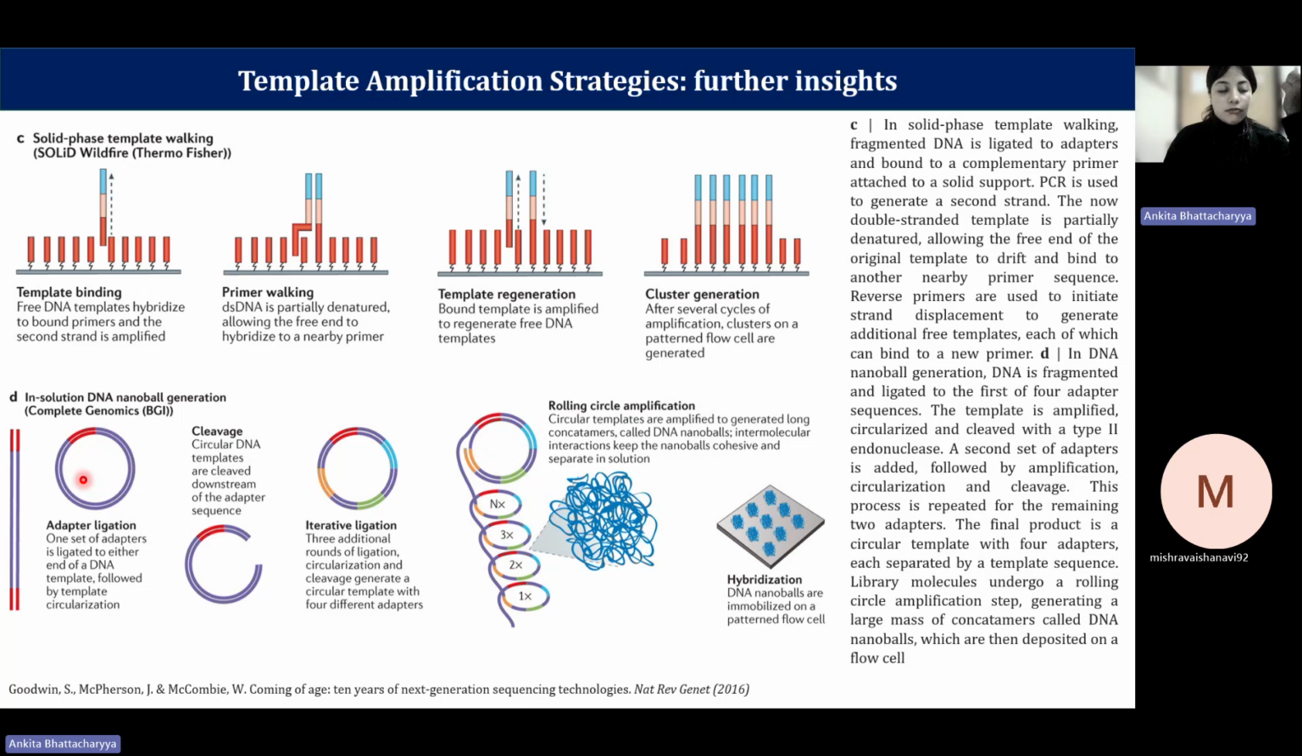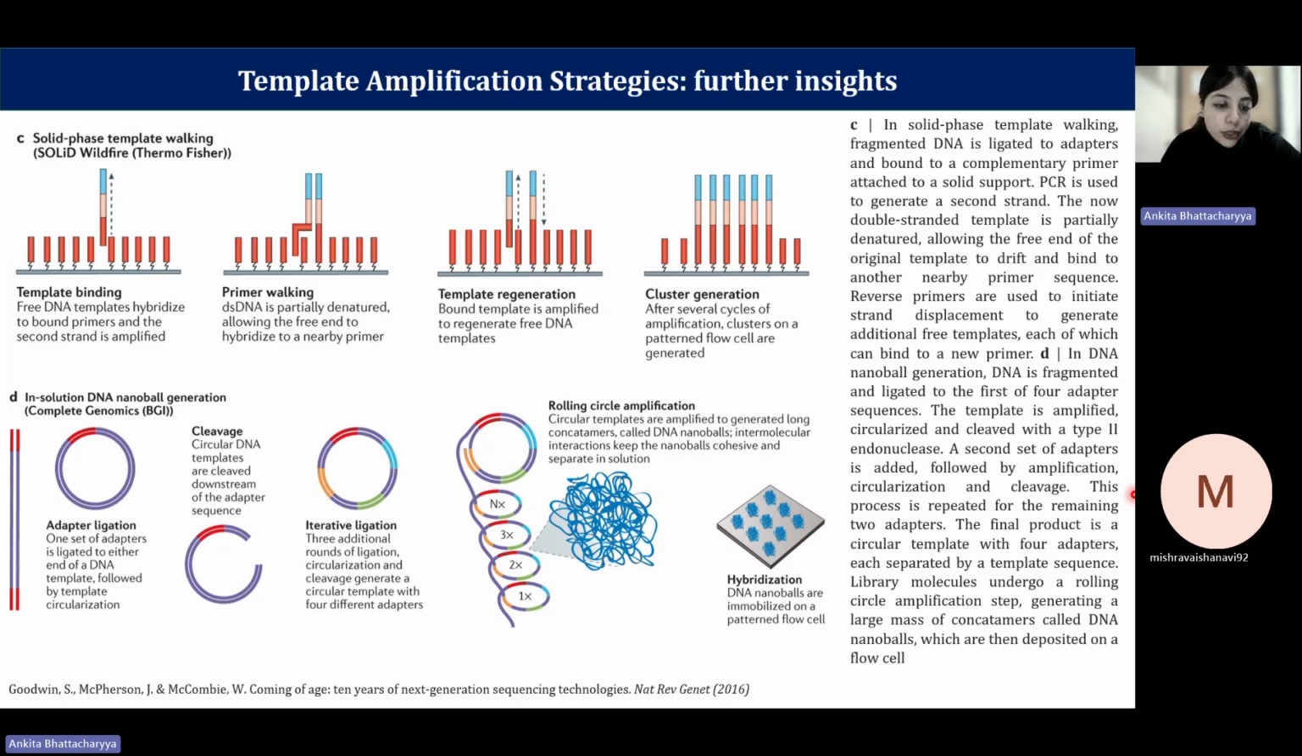Following that, template circularization is carried out because the adapters are able to ligate to each other, and then you have a circularized DNA. Then it is cleaved with a type 2 endonuclease. Because it's a double-stranded DNA, it is able to cleave double-stranded DNA. Restriction endonucleases are able to do so, and that cleavage is done downstream of the adapter sequence naturally.